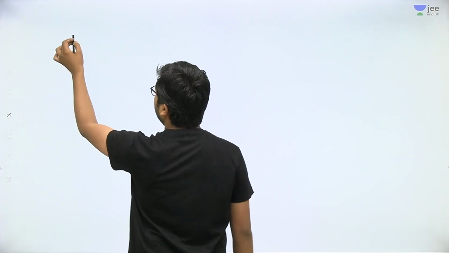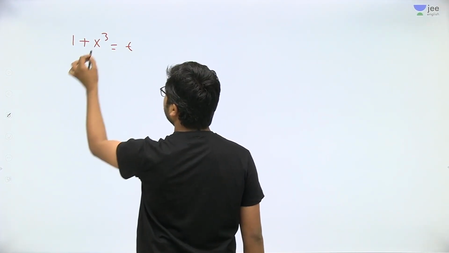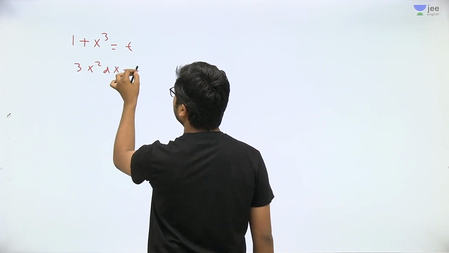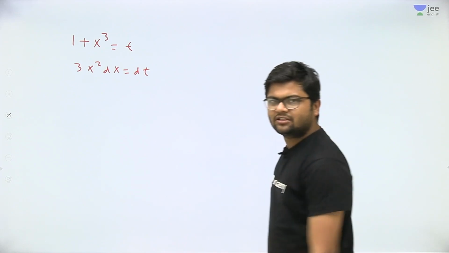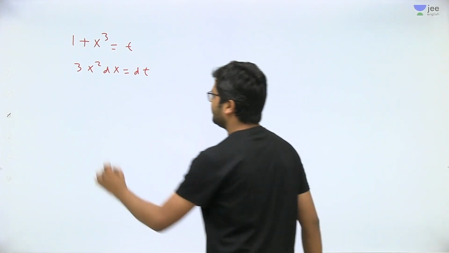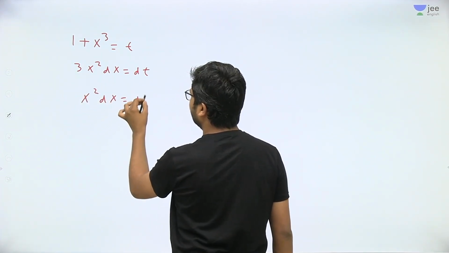Just apply the substitution: 1 plus x cube equal to t. So differentiate it, it will become 3x square dx, it becomes dt. That is okay with everyone. 3x square dx becomes dt. Now apply this substitution to get the integral. So x square dx becomes dt upon 3.